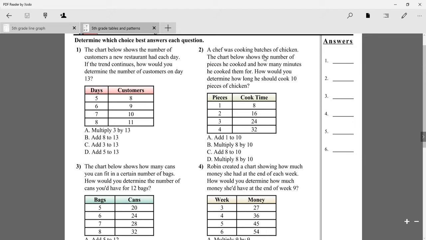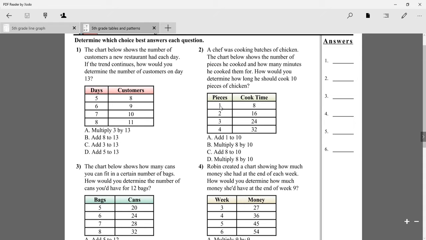A chef was cooking batches of chicken. The chart below shows the number of pieces he cooked and how many minutes he cooked them for. How would you determine how long you should cook 10 pieces of chicken? So we have 1 piece is a cook time of 8, 2 pieces is a cook time of 16, 3 pieces is 24, 4 pieces is 32.